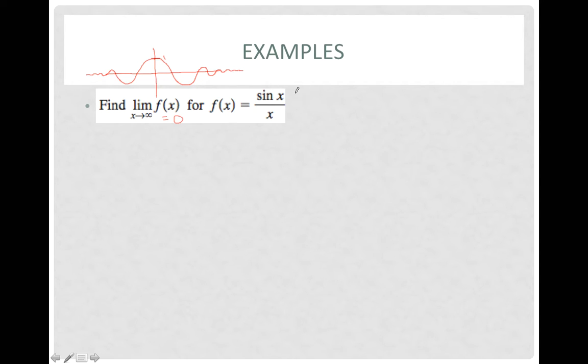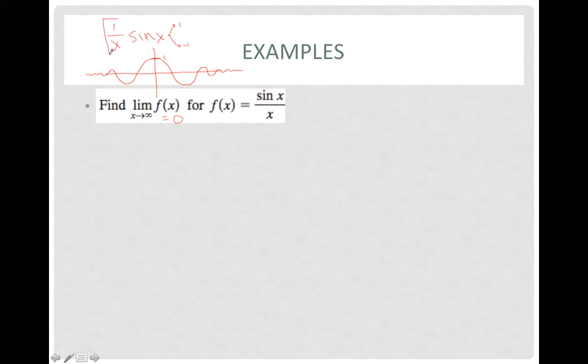The other way that I like to think about this is instead of writing it as sine x over x, I like to write it as 1 over x times sine of x. I know that whatever I plug into sine of x, it's either going to be a positive 1 for a maximum or a negative 1 for a minimum. So the sine of x really doesn't have an effect as x gets really, really big.